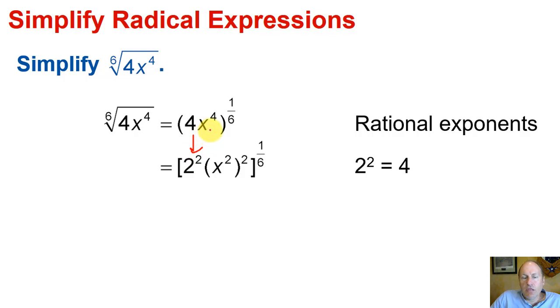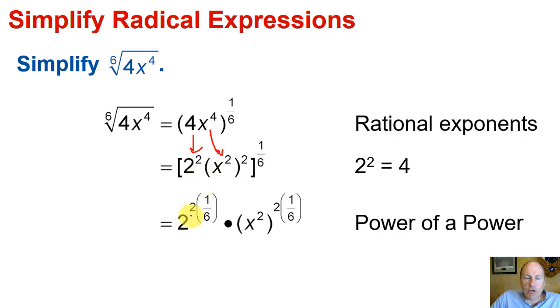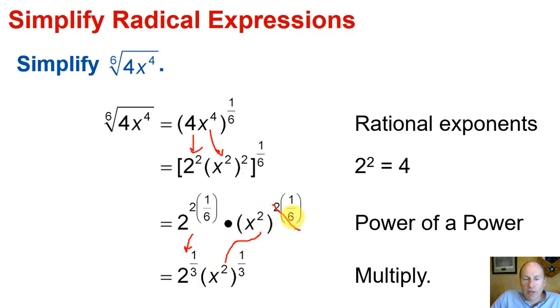x to the 4th is the same as x squared squared. And all of that is equivalent to 4x to the 4th raised to the 1/6 power. We're going to take each of those terms. That becomes 2 to the second raised to the 1/6 power, so we're going to multiply these exponents. And then we have x squared to the second power, also raised to the 1/6 power. When we finish that multiplication, we get 2 to the 2 over 6, which is 2 to the 1/3. And then we get x squared to the 1/3 power, because 2 over 6 is the same as 1/3.